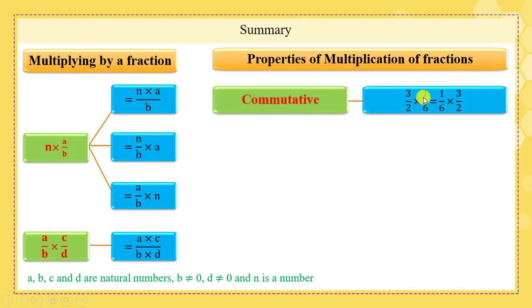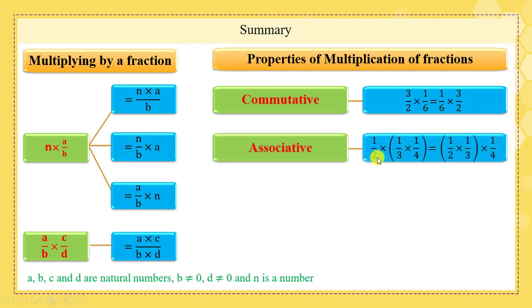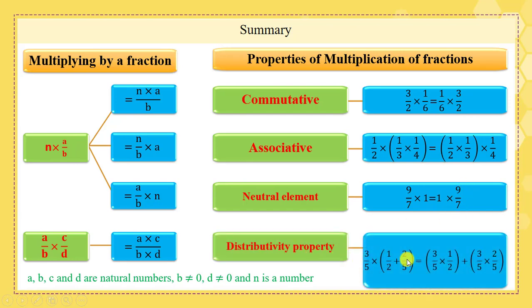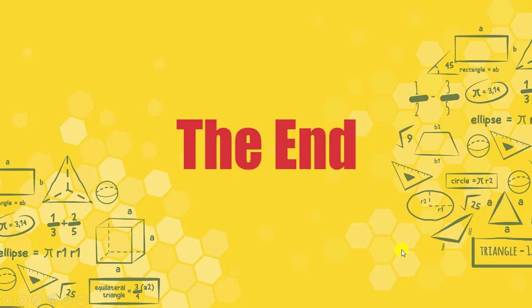Commutative: 3 over 2 times 1 over 6 equals 1 over 6 times 3 over 2. Associative: 1 over 2 times 1 over 3 times 1 over 4 equals 1 over 2 times 1 over 3 times 1 over 4. Neutral element: 9 over 7 times 1 equals 1 times 9 over 7. Distributivity property.